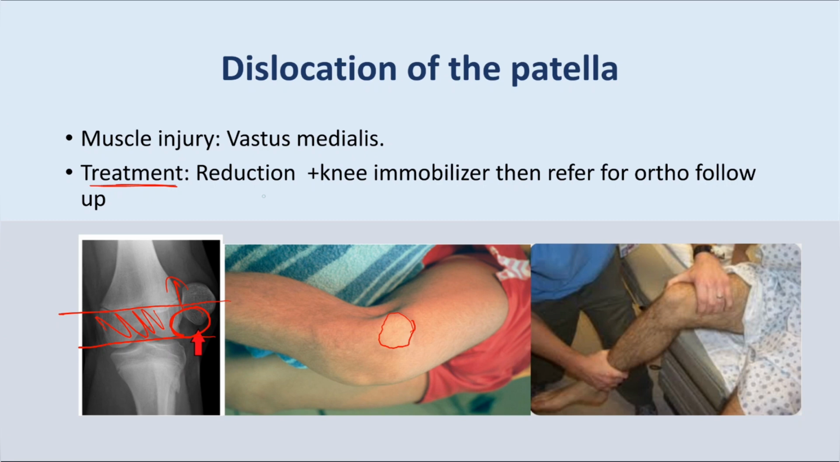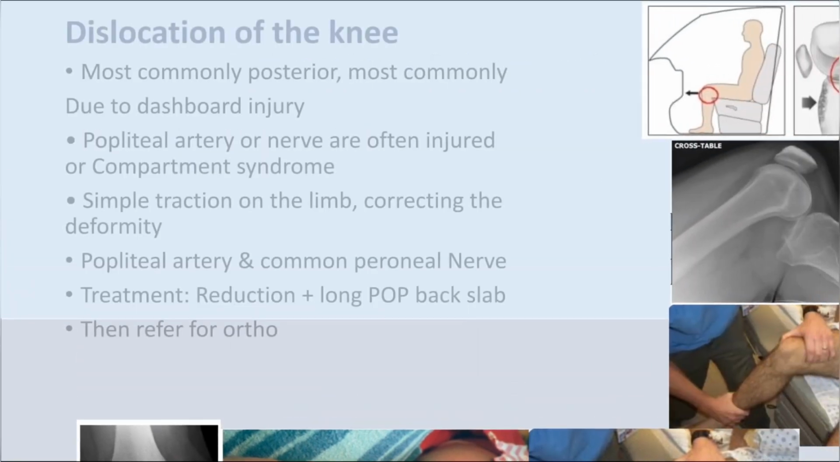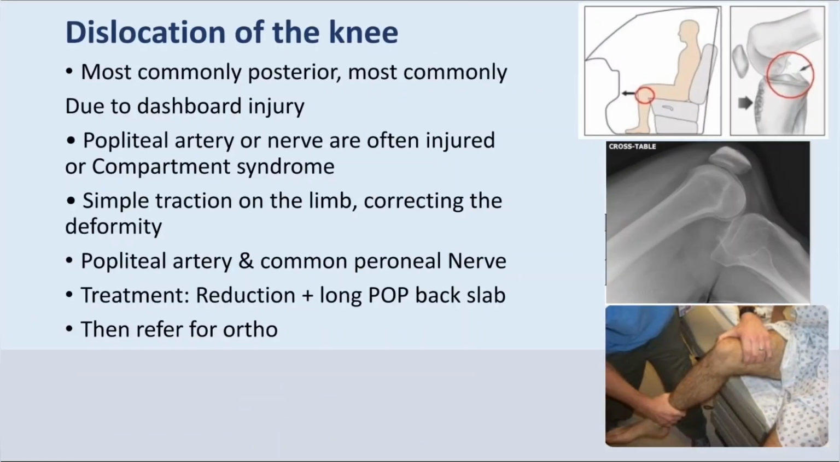The treatment involves reduction, so you have to flex the knee at about 60 to 90 degrees, then push the dislocated patella to the medial side, then put a knee immobilizer and refer to the orthopedic team for follow-up.